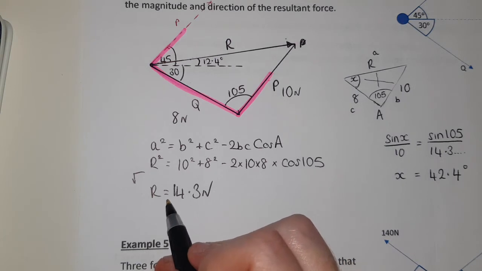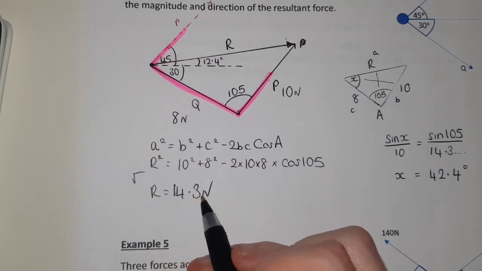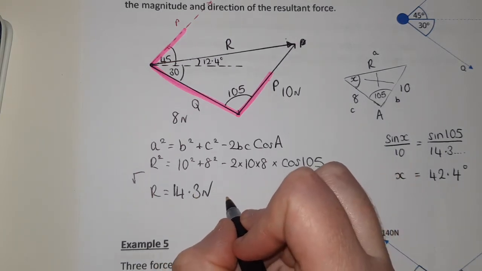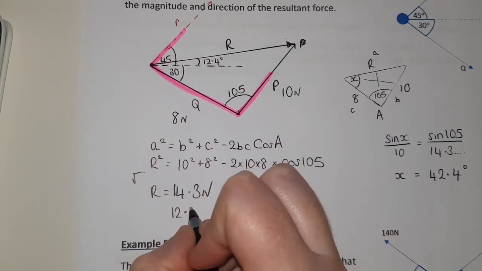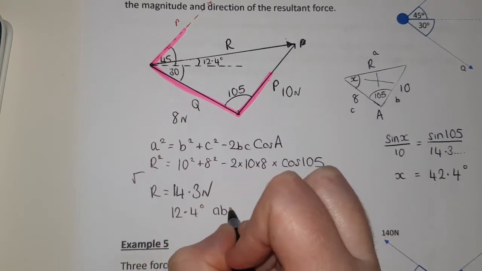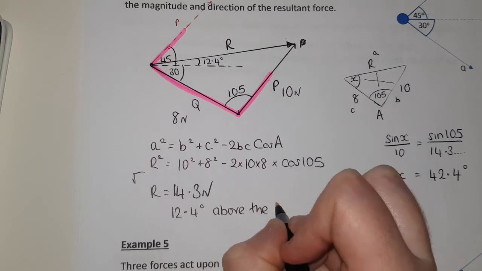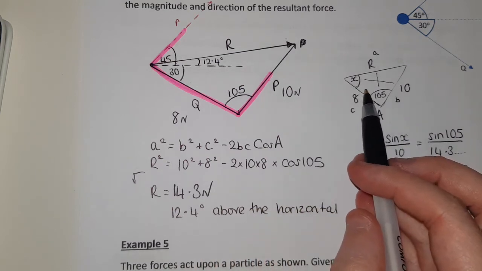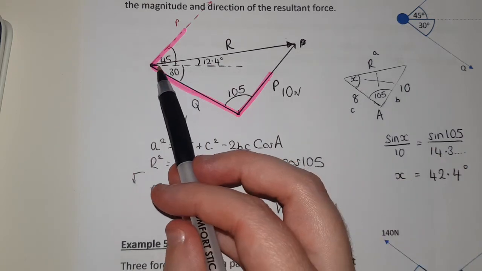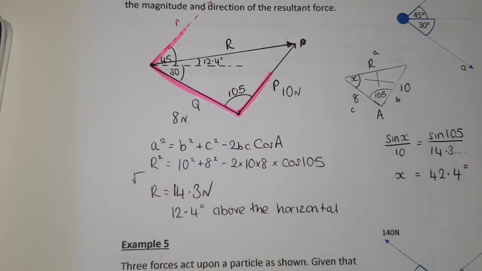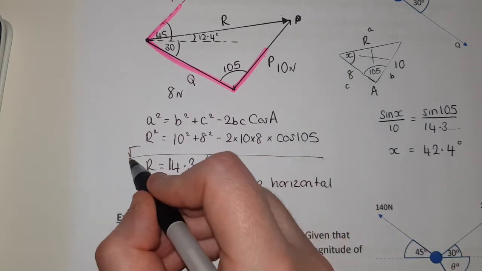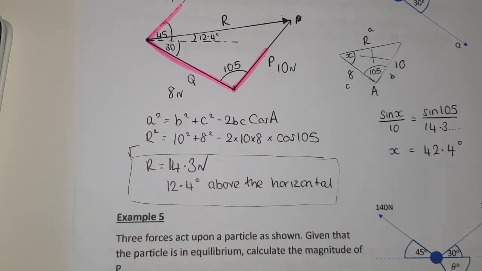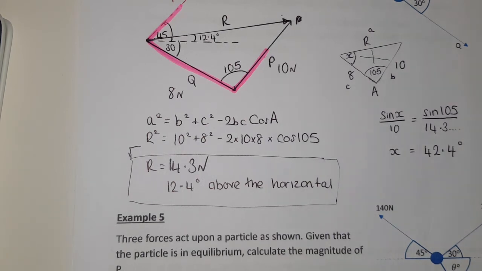So when we describe R, it's 14.3 newtons is the resultant force, and the direction is 12.4 degrees above the horizontal. Obviously, if x had come out smaller than 30, it would have been so many degrees below the horizontal. Okay, and that's it. We've got our force and its direction. So that one is a little bit more complicated, but it is just sine and cosine from GCSE. It's just a bit of fiddling about with the diagram in the beginning.